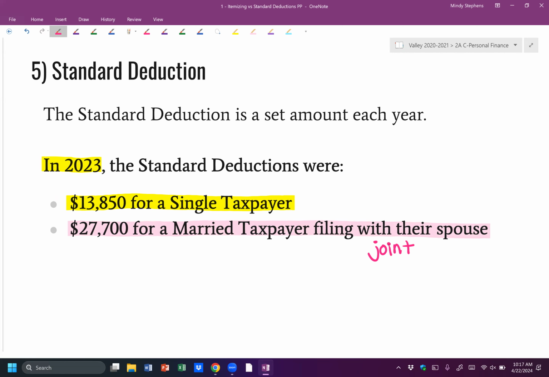You will need these numbers. Please make sure they're very clear on your paper. If you write them down wrong or you can't read your writing, you're going to mess up every paper we do for the rest of this tax stuff. So write those down very clearly.